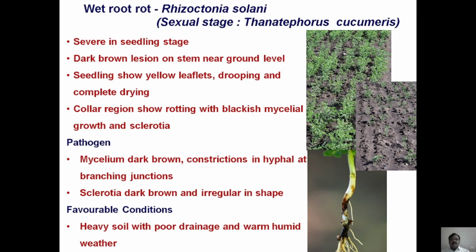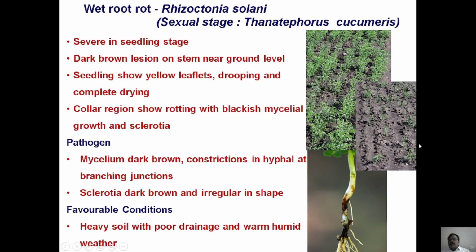And then the next one is wet root rot, which is caused by Rhizoctonia solani. The sexual stage is Thanatephorus cucumeris. It is severe during the seedling stage of the crop. Dark brown lesions are formed at the base of the stem near the collar region at the ground level. The affected seedlings show yellow leaflets, drooping and complete drying of seedlings. The collar region shows rotting which turns black, with black mycelial growth as well as sclerotial production.